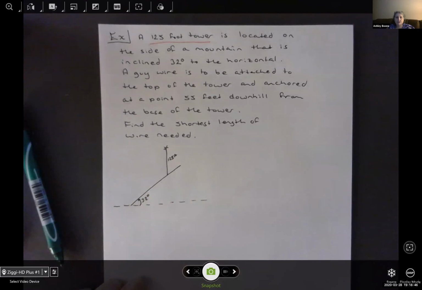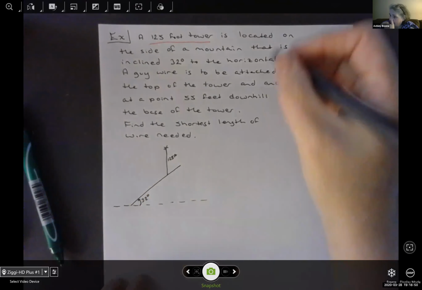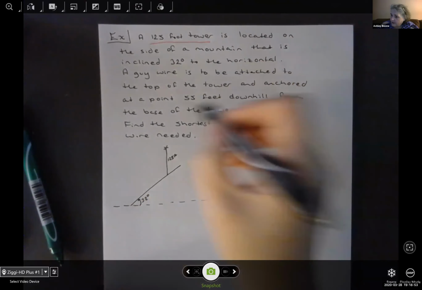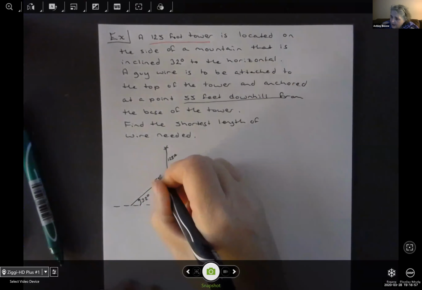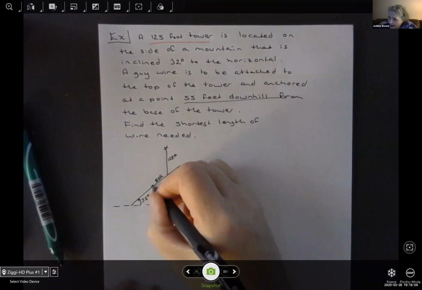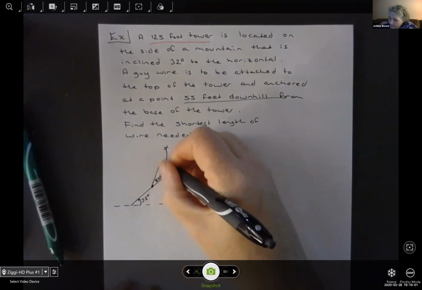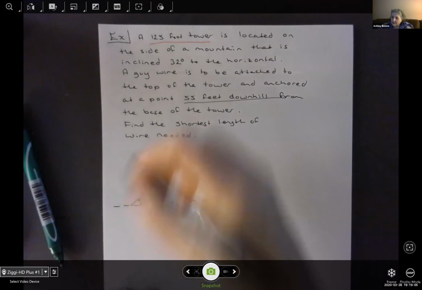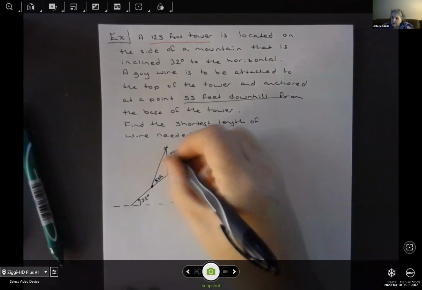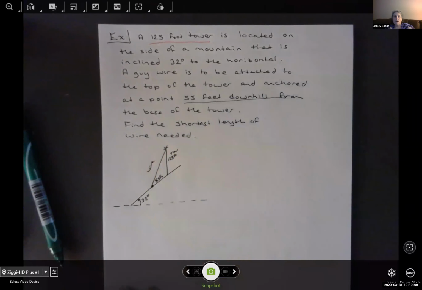A guy wire is attached to the top of the tower and it hits the ground 55 feet downhill from the base. So if I go 55 feet downhill from the base and attach the wire from the top of the tower there, this is my tower, this is my wire.